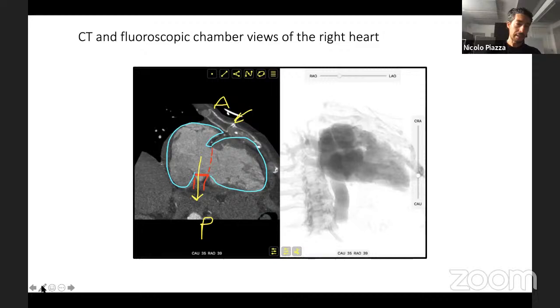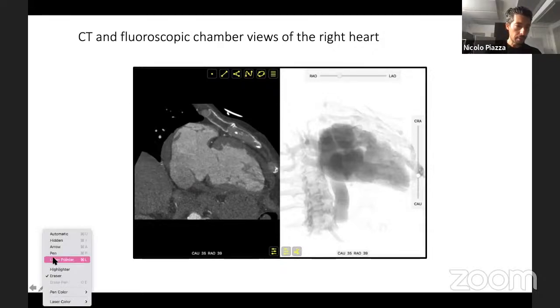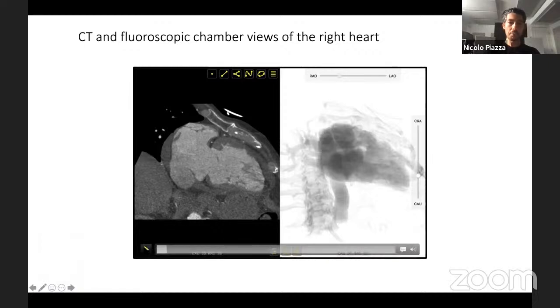Okay, but let's clean this up and we will make the video run. Sorry, I'm just using this eraser, which is not very efficient. Okay, let me go back to my arrow. Okay, so two-chamber view of the right heart in RAO caudal.